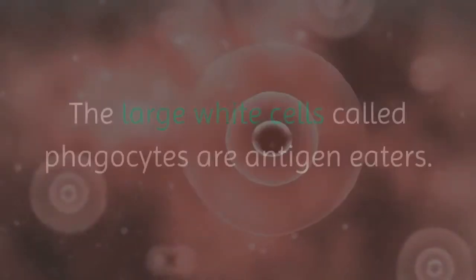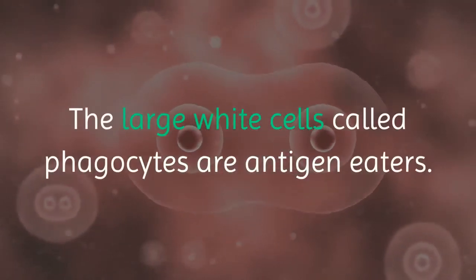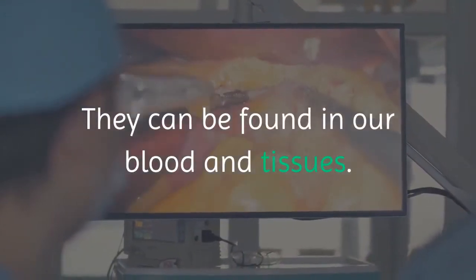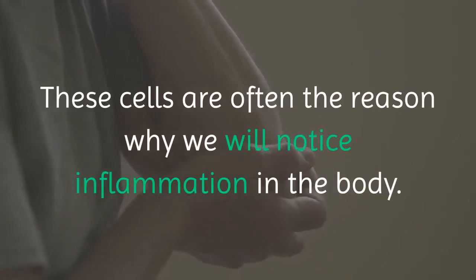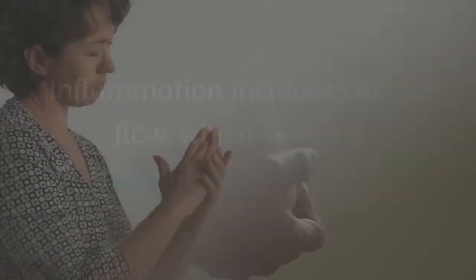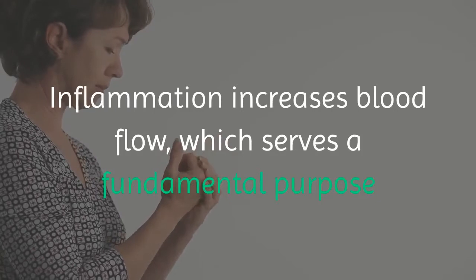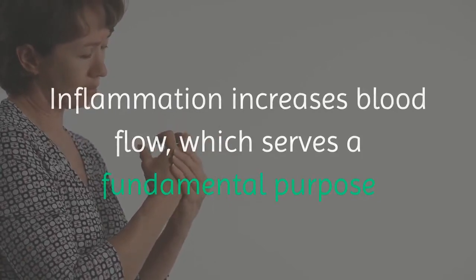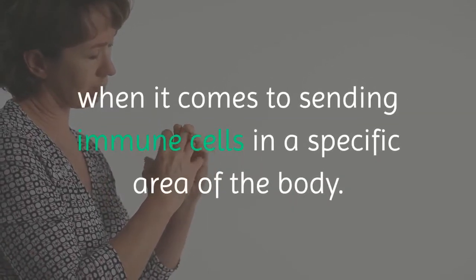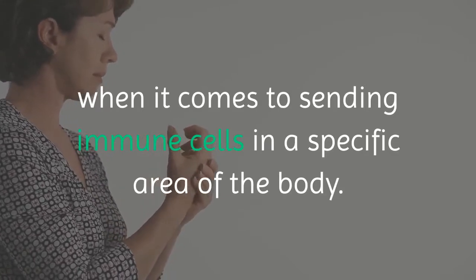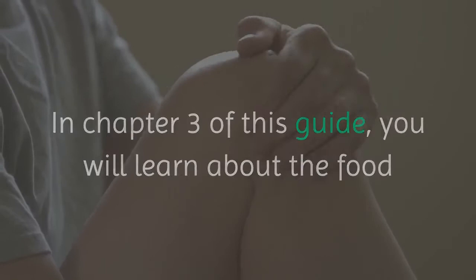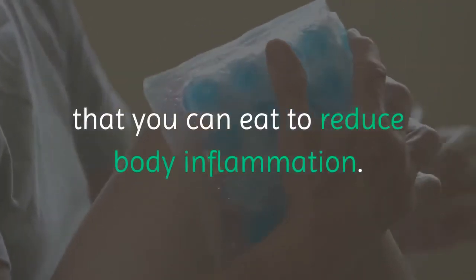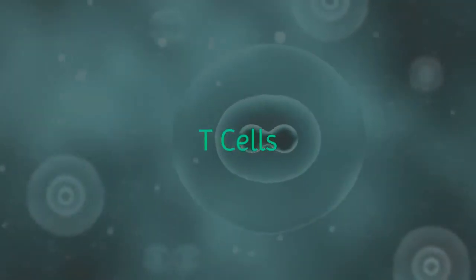Phagocytes. The large white cells called phagocytes are antigen eaters. They can be found in our blood and tissues. These cells are often the reason why we will notice inflammation in the body. Inflammation increases blood flow, which serves a fundamental purpose when it comes to sending immune cells to a specific area of the body. In Chapter 3 of this guide, you will learn about the food that you can eat to reduce body inflammation.